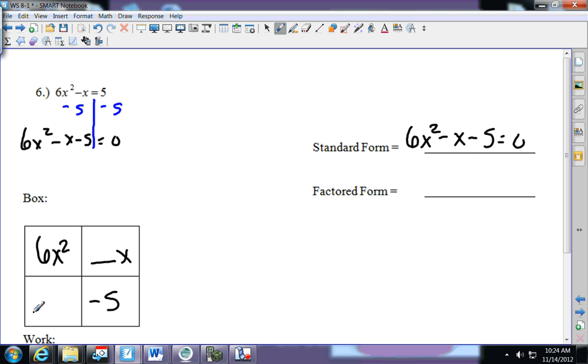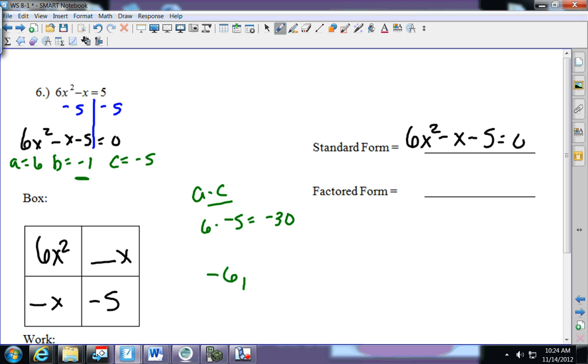Something x, something x. A times c. A is 6, b is negative 1, c is negative 5. A times c, 6 times negative 5 is negative 30. The factors of negative 30 that add up together to give me negative 1, well, that's negative 6 and positive 5. And you can put that in the calculator to find it. Negative 6 and 5. Well, 6x squared can split up as 6x and x, or 2x and 3x.